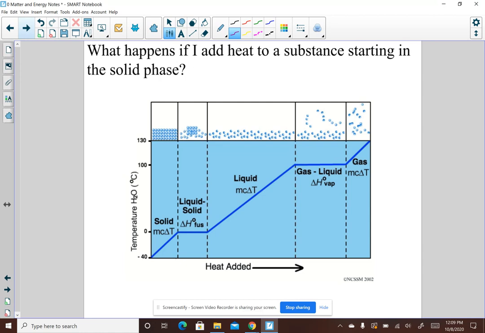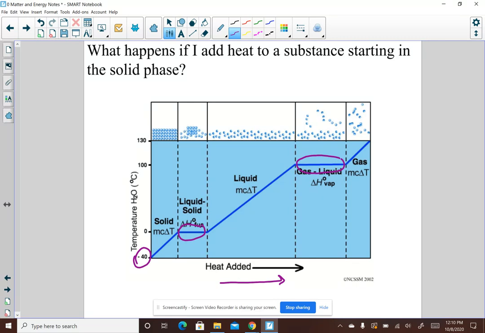Okay, so what we want to look at now is this relationship. This is actually a graph that you guys are going to have to understand. And what it shows is we have H2O starting in the solid phase down at negative 40 degrees Celsius. It's an ice cube, right? And as we add heat over time, the y-axis shows what happens to the temperature. So you would think, well, if I add heat to something, I'm going to make its temperature go up. And that's definitely true, except for in 2 spots.